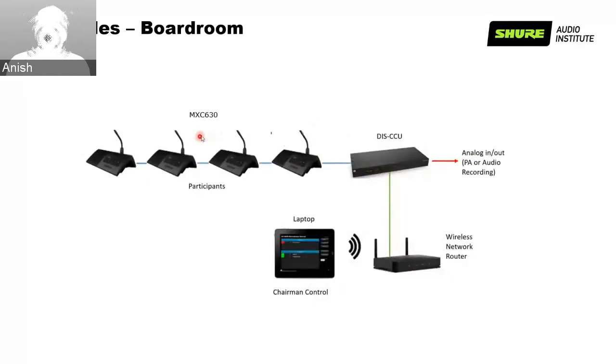You can have the MXC 630 that is capable of giving you the voting controls, and it is again connected to the DIS CCU. And you can have the chairman. The chairman can have control of the speaking list, and he can give priority and turn a particular microphone on and off, using the chairman control via the web browser.